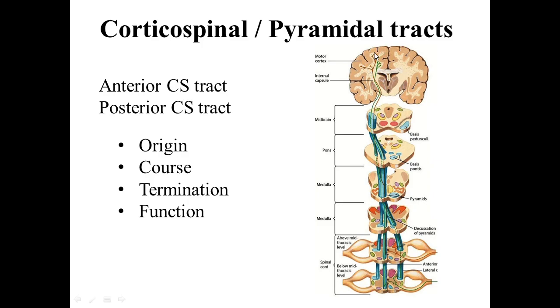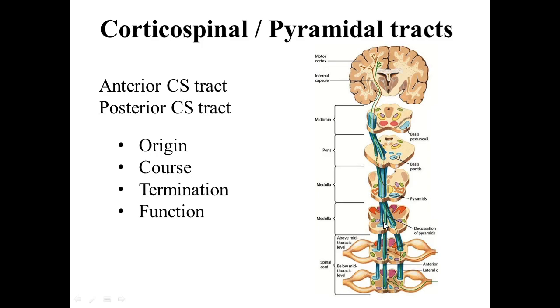Now these fibers, after their origin, pass through the corona radiata, then the posterior limb of internal capsule, then the crus cerebri. This is the crus cerebri of the midbrain. Then they enter into the pons, then the medulla. The medulla, on its anterior aspect, has an elevation called the pyramid. So they enter into the pyramid of the medulla.